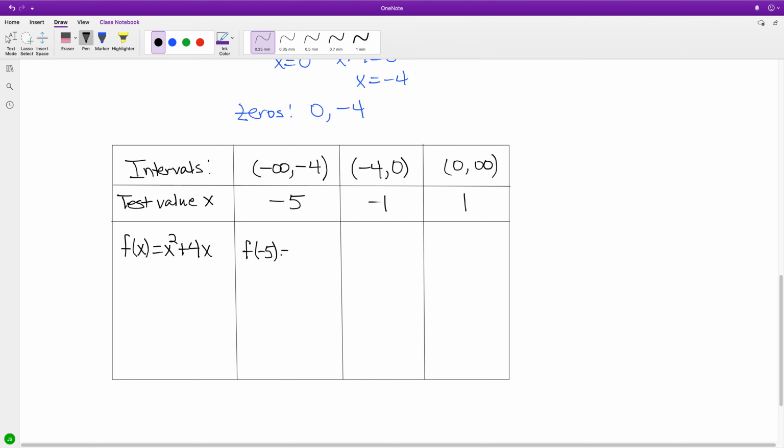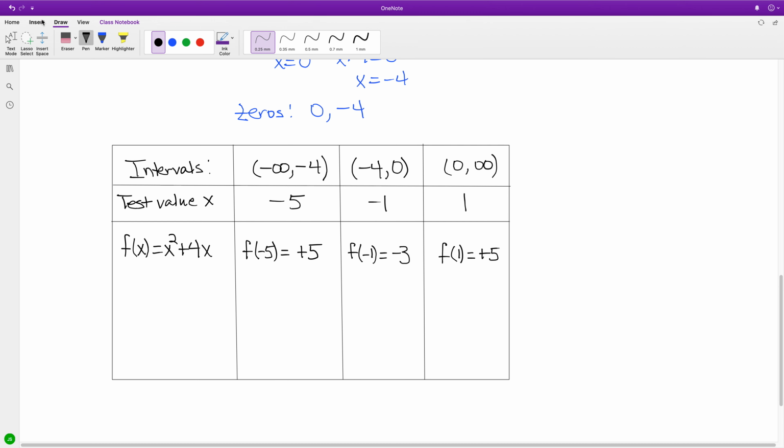So we have for f of negative 5, if x is negative 5, well, the output, you have the square of negative 5, which is going to be 25. 4 times negative 5 is negative 20, and 25 minus 20, that's going to be a positive 5. Now to test out the next interval section, plugging in negative 1 for x, negative 1 squared is going to be positive 1. 4 times negative 1 is negative 4. 1 minus 4 comes out to negative 3. Now for f of 1, we have 1 squared is 1, 4 times 1 is 4, 1 plus 4 is 5.